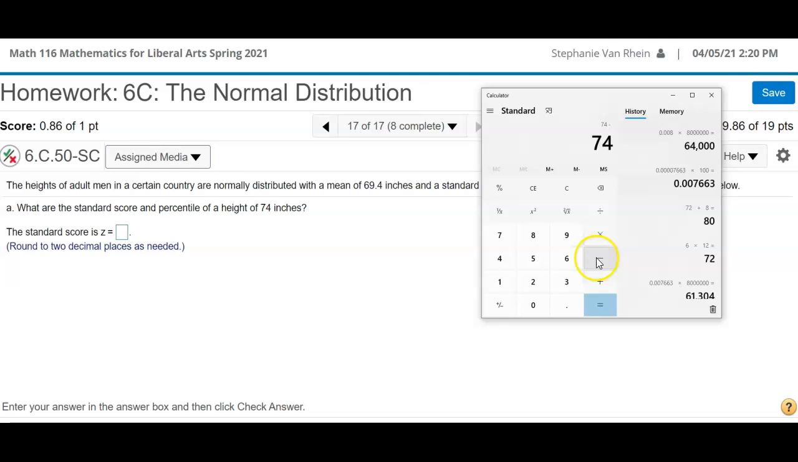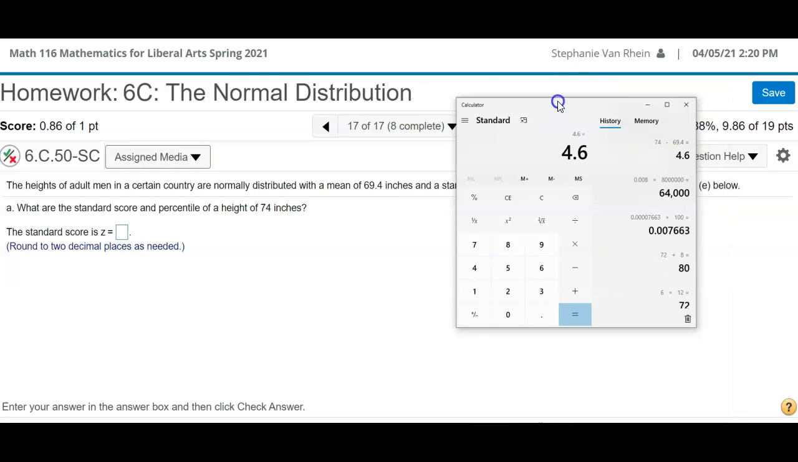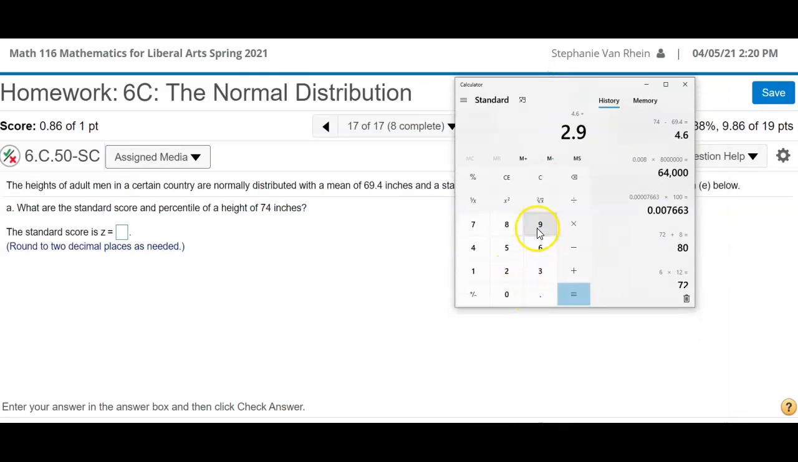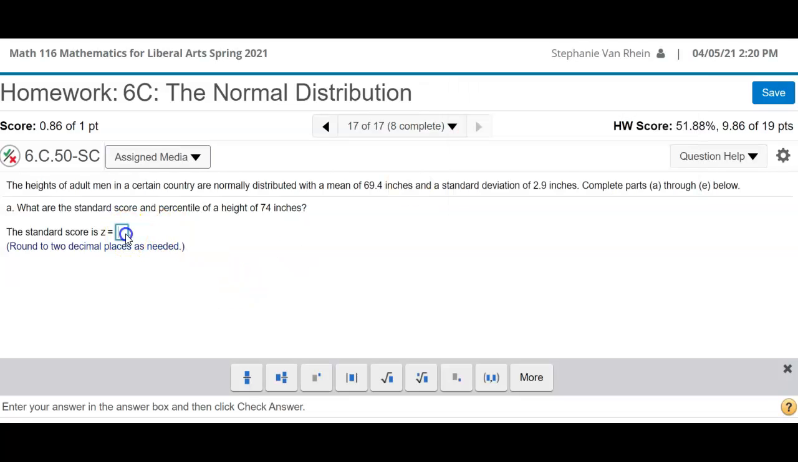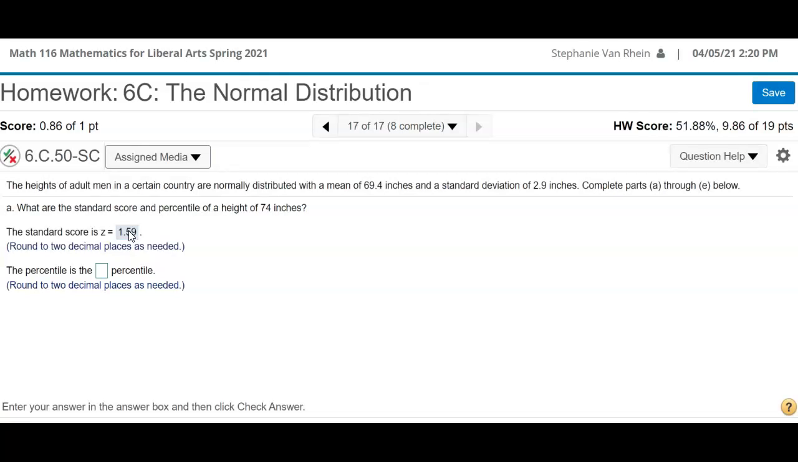So that's taking 74 minus 69.4 divided by the standard deviation of 2.9. So when I did that, I get 1.586. Round 2 decimal places as needed, 1.59. So 1.59. Now on this, we're doing multiple steps.